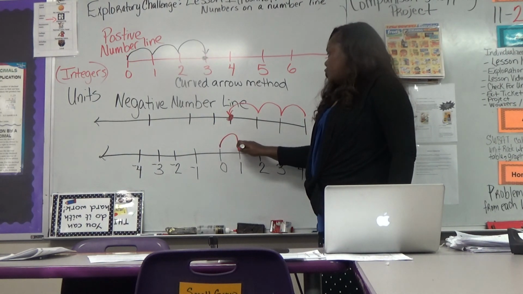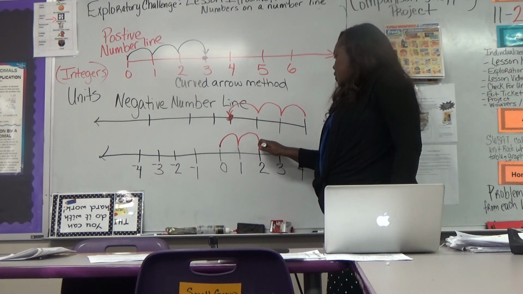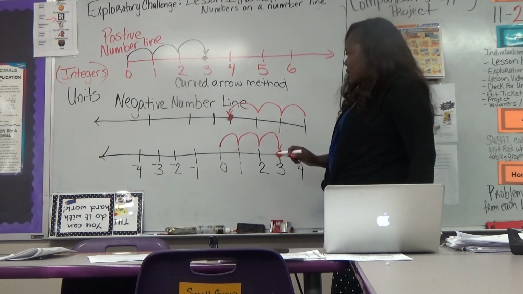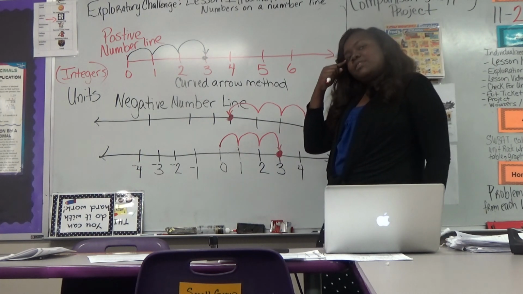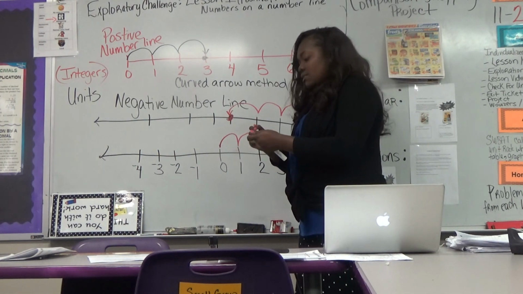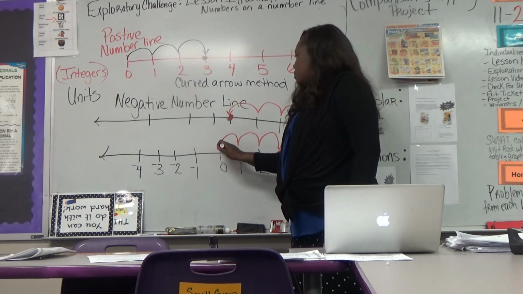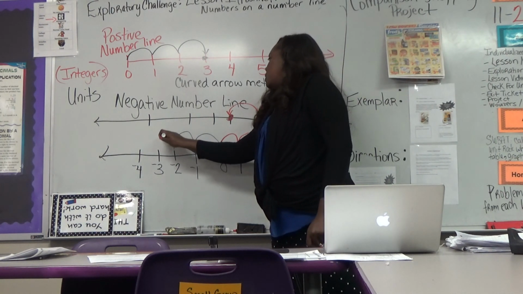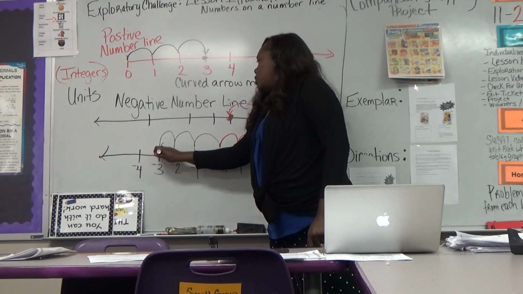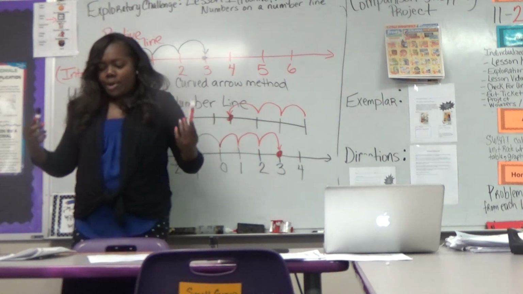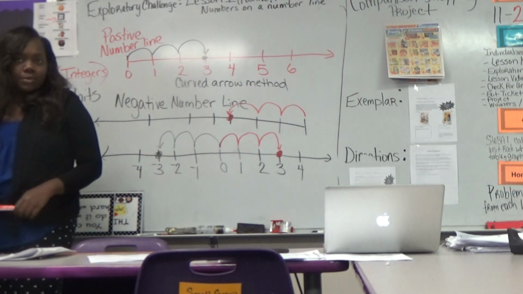All right, make sure that you're doing this on your paper as well. You're going to go 3 units to the right and put a dot. Put a big dot there. All right, now if I want to locate negative 3, where would I start? You start at 0 and you move to the left 3 units. This is 1, 2, and then 3. And put your dot. What can we say about both 3 and negative 3?